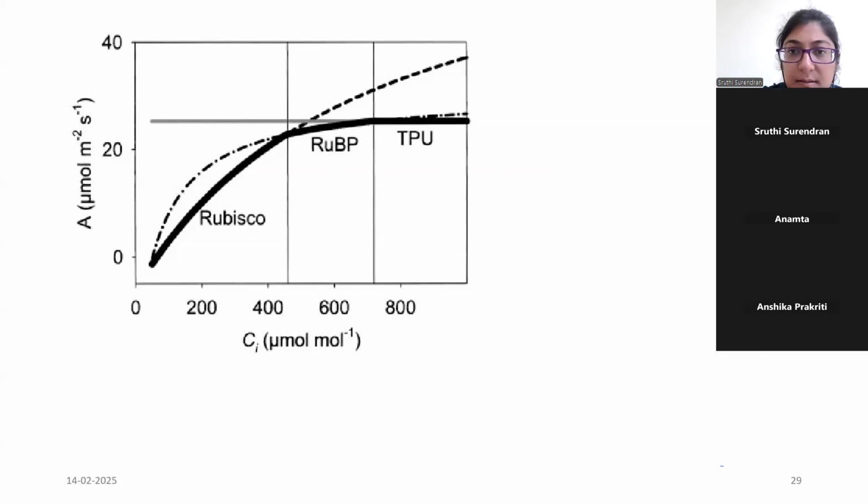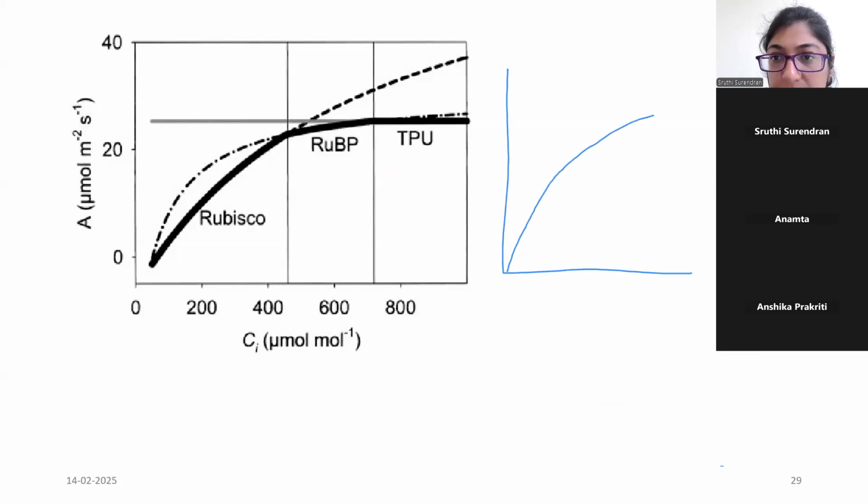Suppose there is a curve like this. This is one ACI curve we are getting. This is A net and this is Ci. This is the TPU phase. The middle part is the regeneration, RuBP, and the first part is the Rubisco limited.